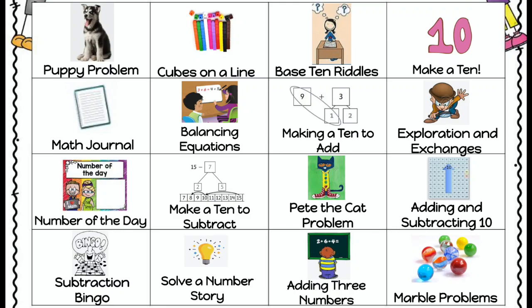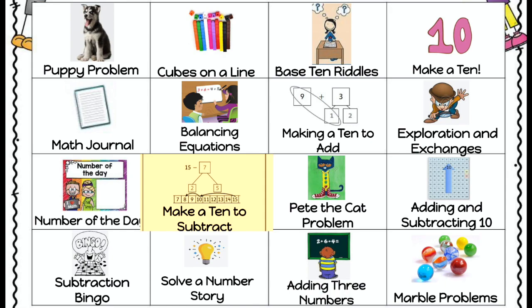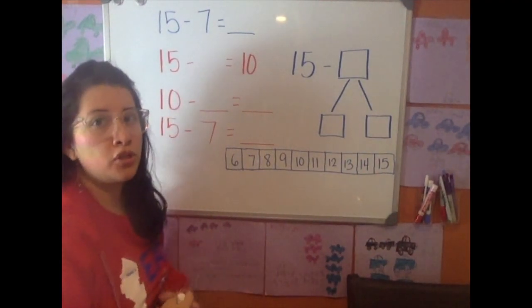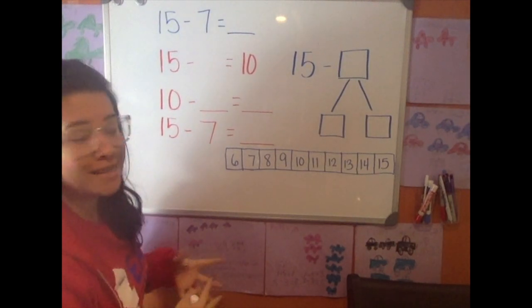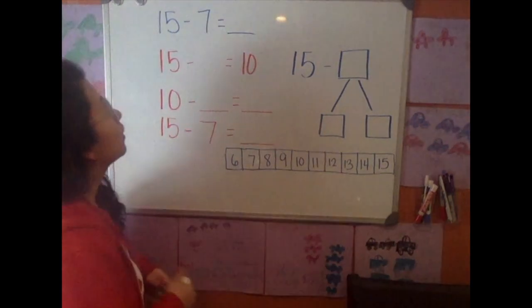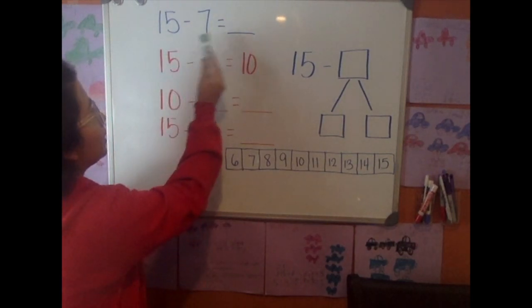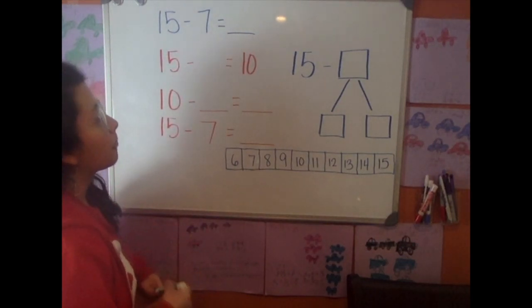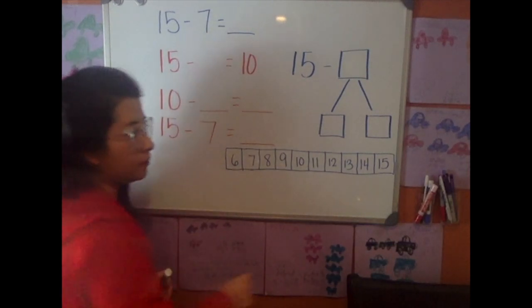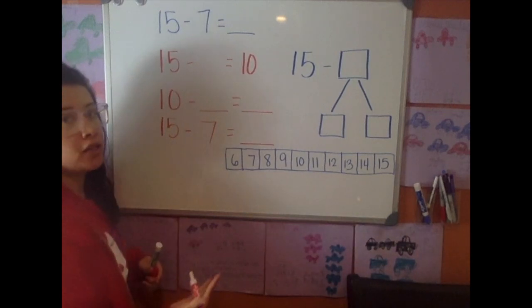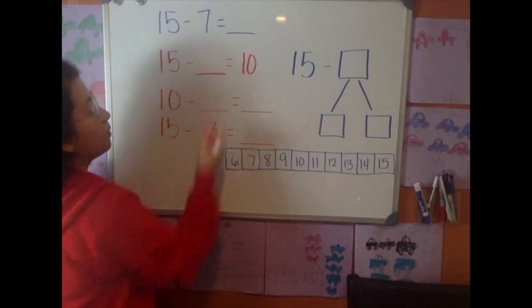This is your math choice board. This activity is make a 10 to subtract. Hi guys, so today I'm going to show you how to make 10 to subtract. This is the first problem that you have. It says 15 minus 7 equals something. You guys have some numbers here, but I'm not going to put them there just so that I can explain it to you. I'm going to leave them blank for the time being.